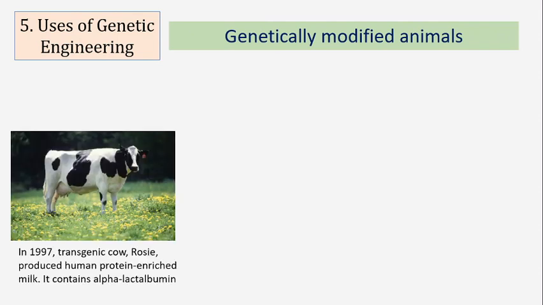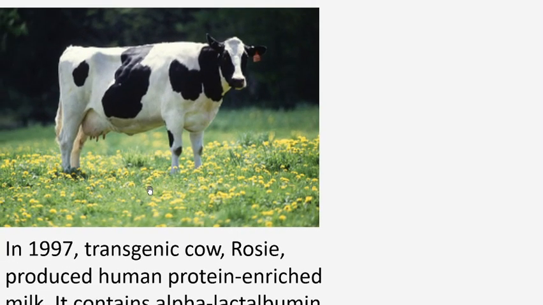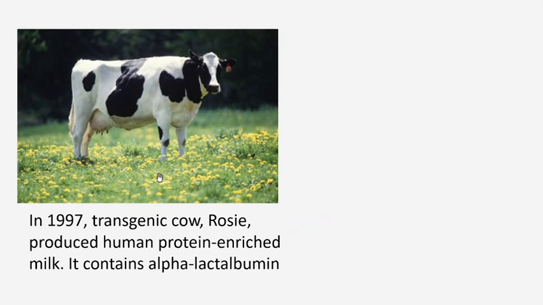And now we will also describe some genetically modified animals. Some genetically modified animals are used for therapeutic purposes. For example, this cow is called Rosie, that was created in 1997, and this cow is genetically engineered so that it produces a human protein, alpha-lactalbumin, inside its milk. Because cow milk doesn't contain the alpha-lactalbumin protein, which is present in human milk.